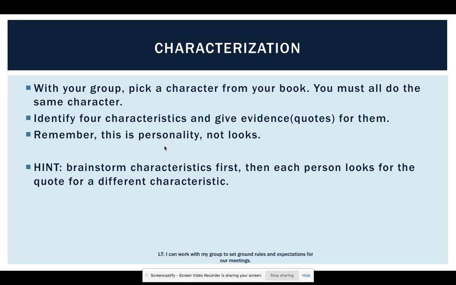Okay, so what you're going to do is pick a character from the book that you're reading, and you're going to identify 4 characteristics for that character, and then you're going to give evidence for them. You're going to give quotes for them. My advice to you would be to brainstorm characteristics first, get your list down, and then you can look for the quotes to support those.